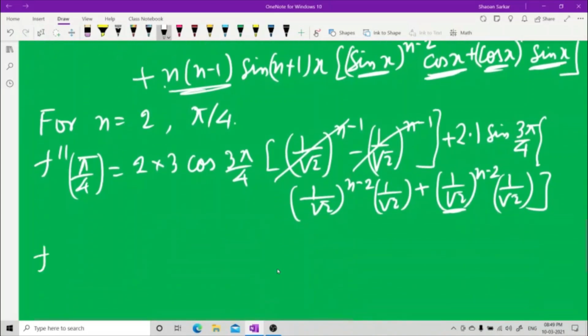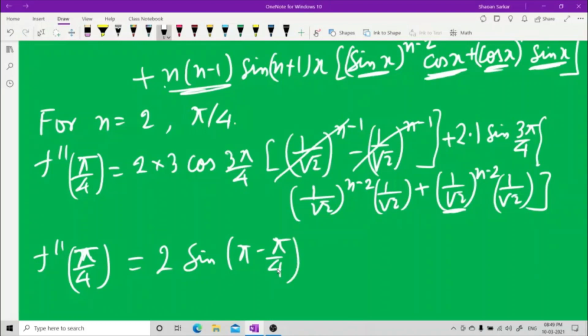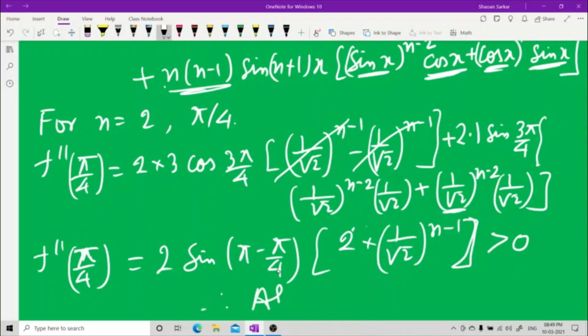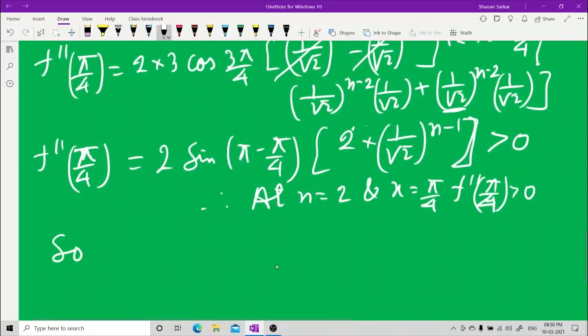And you will have f double dash pi by 4, this will become 2 sine (pi minus pi by 4), and this whole inside will be 1 by 2 times 1 by under root 2 to the power of n minus 1. This quantity is always greater than 0, therefore at n equal to 2 and x equal to pi by 4, f double dash pi by 4 is greater than 0, so it is a minimum.